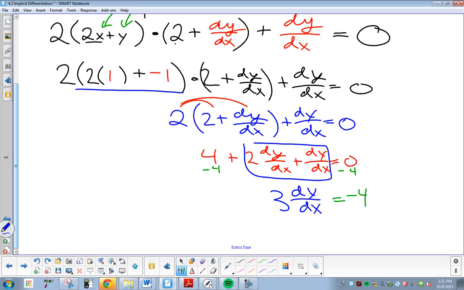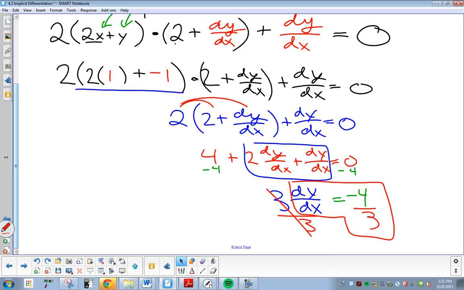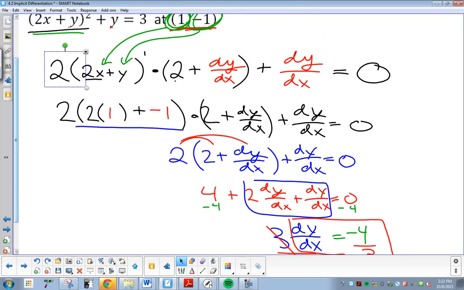So if I'm looking to solve this problem for dy dx, what do I still need to do? Divide by 3, divide by 3. There is my answer. dy dx is -4/3. So again, we took the derivative, and if you're finding it at a point, as soon as you do the calculus, as soon as you get to this step right here, that's when I want to plug in 1 and -1 right away. That way the numbers are easier to deal with. You don't have the crazy x's and y's going on.